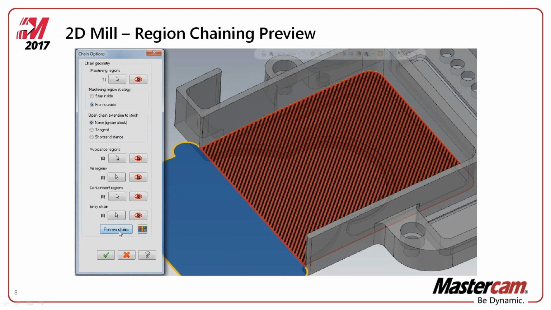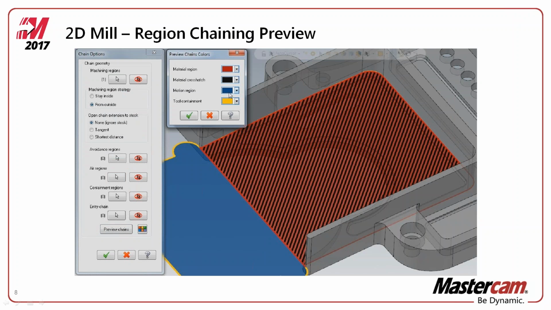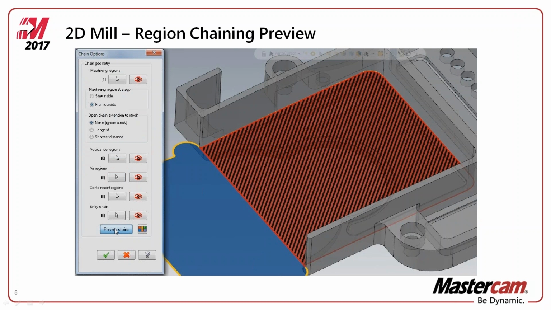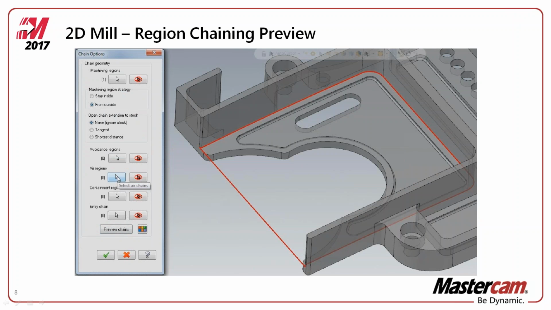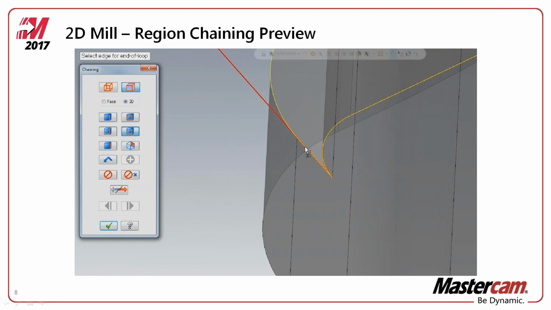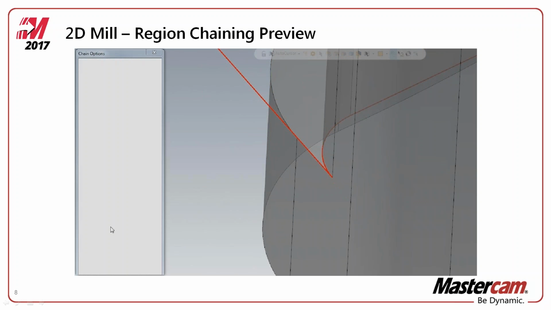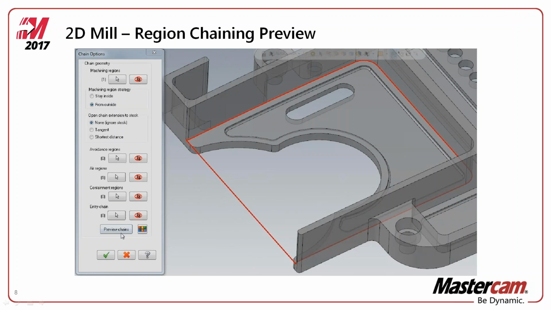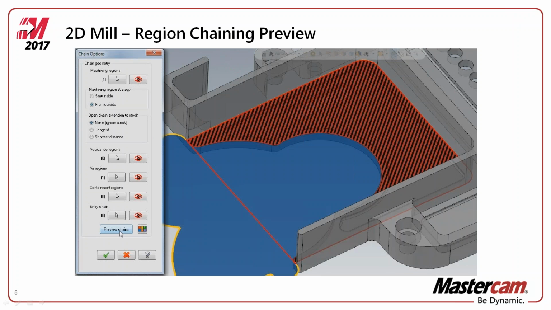So now we've added what we call Preview Chains, which is just that little tick box down there. You can click on it, and of course you can also modify the colors. That's telling you what is actually going to get machined, what is air, and where the tool is going to be contained. You can see how it changes if I modify some of those chains with air regions or containments.